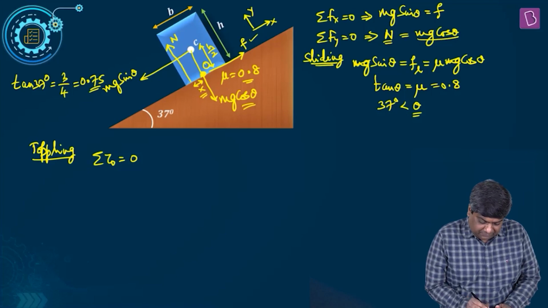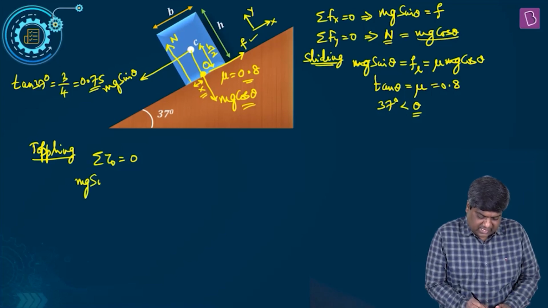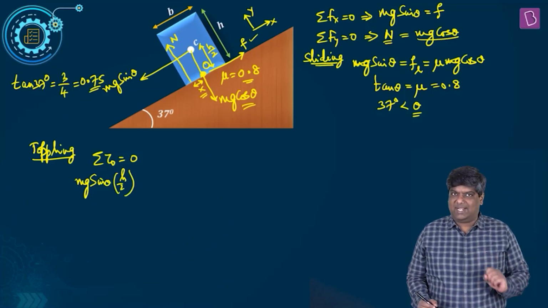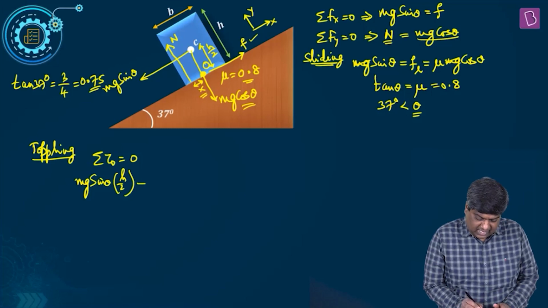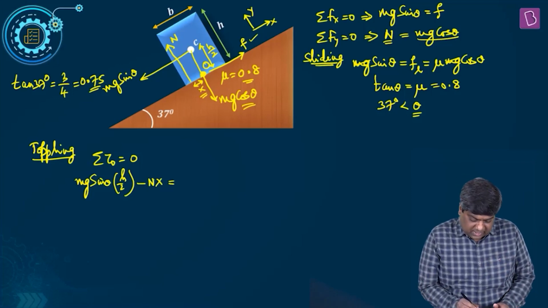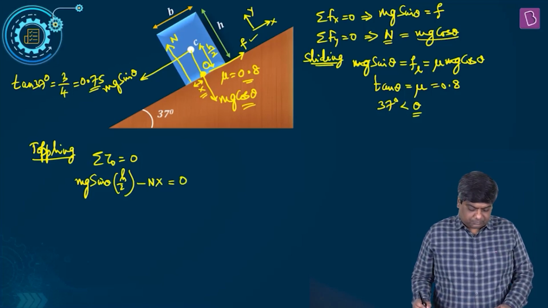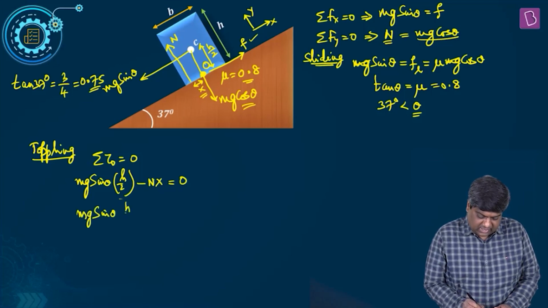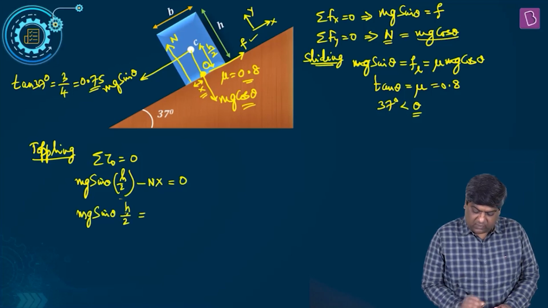So I will have mg sin theta into h by 2 with positive value. Why? Because anti-clockwise torque, and minus N into x with a negative value. Why? Clockwise moment or clockwise torque must be equal to 0. Now let us write it down. So mg sin theta into h by 2 will be equal to N.